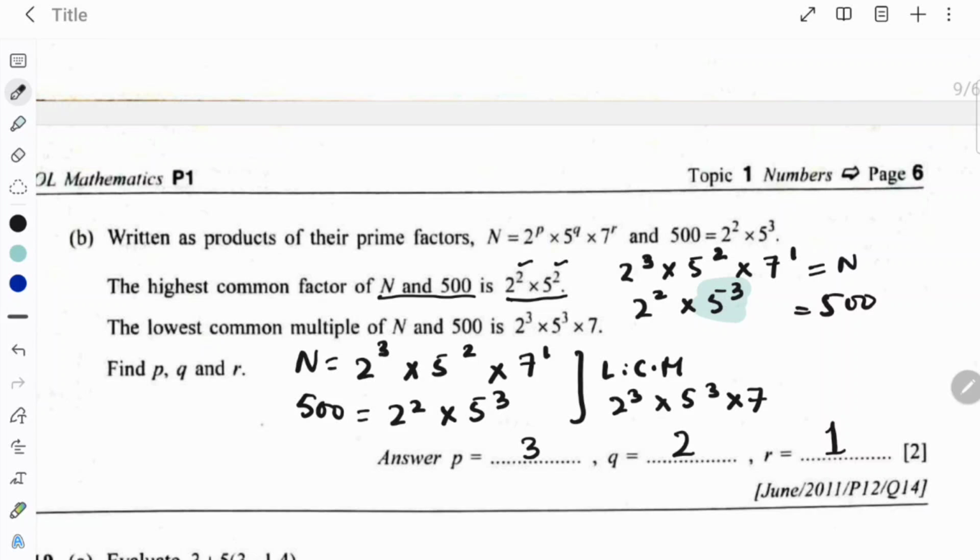Let's check that the HCF is equal to 2 square into 5 square. Yes, the HCF is equal to 2 square into 5 square. And if I check the LCM, the LCM will be 2 cube into 5 cube into 7. So it means our answer is correct. Okay, it's a slightly different question. I hope you understood.